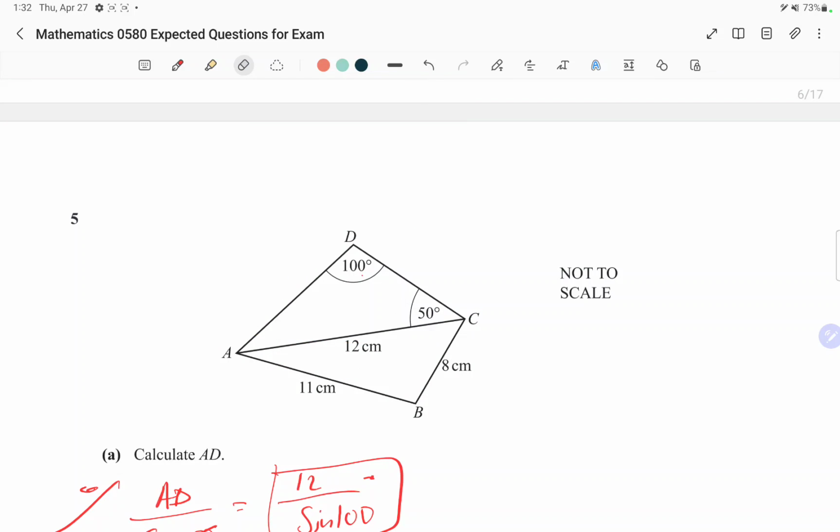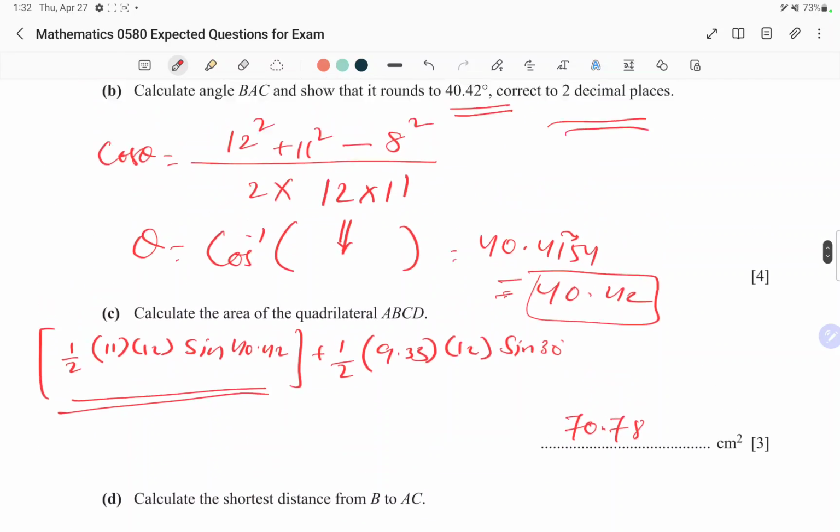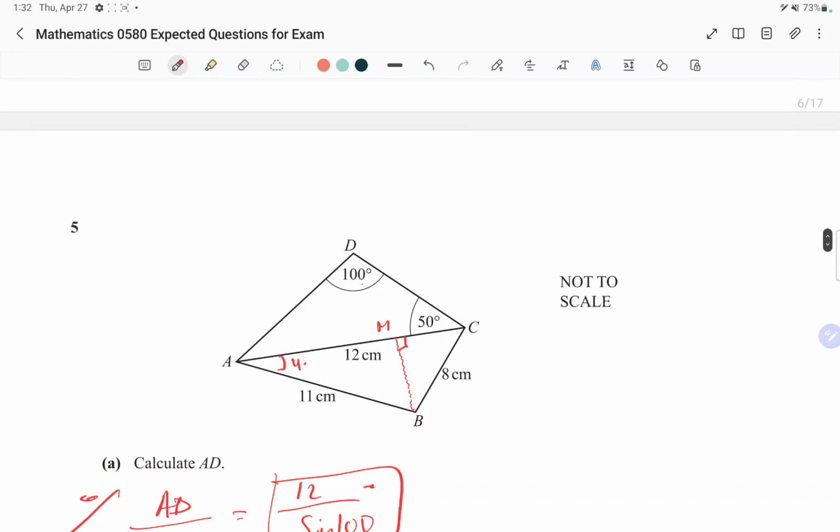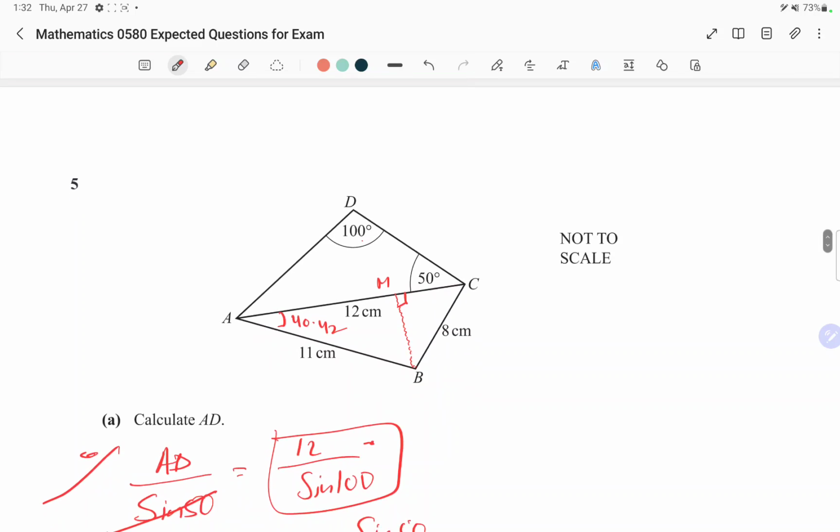Now the shortest distance from B to AC. The shortest distance is always the perpendicular distance from the point to the line. So this is BM, suppose. We need to find the BM length. We can easily find it because this angle is already available. That's 40.42.